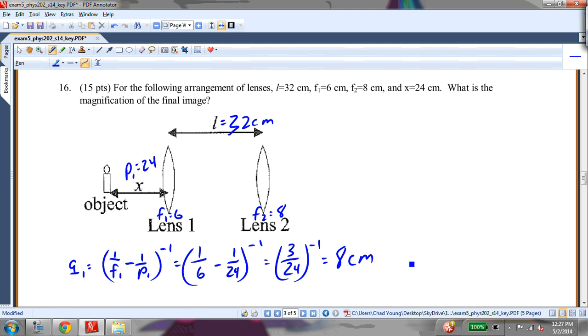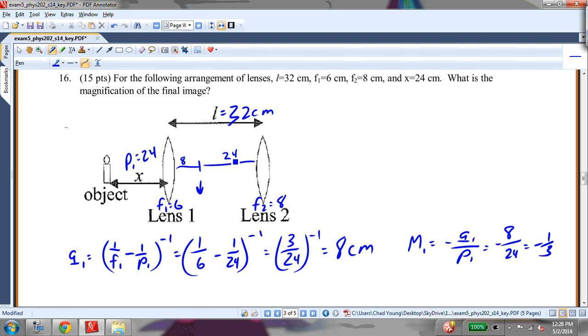All right, so that's Q1, and then M1, right? And then that means that the image is going to be 8 centimeters. It's going to be 1/3 the size of the object, and it will be inverted. All right, so if this distance is 8, that means that this distance is 24. 24 plus 8 is equal to 32.